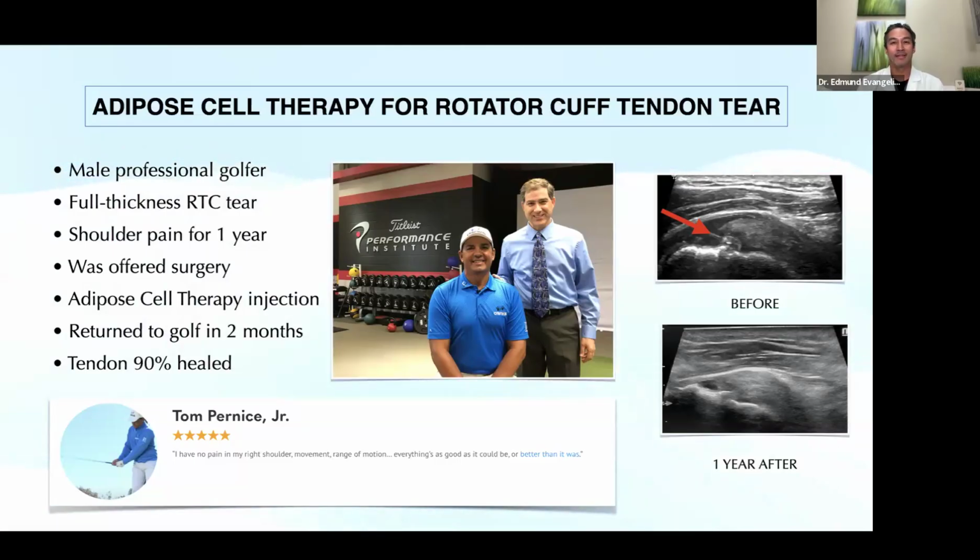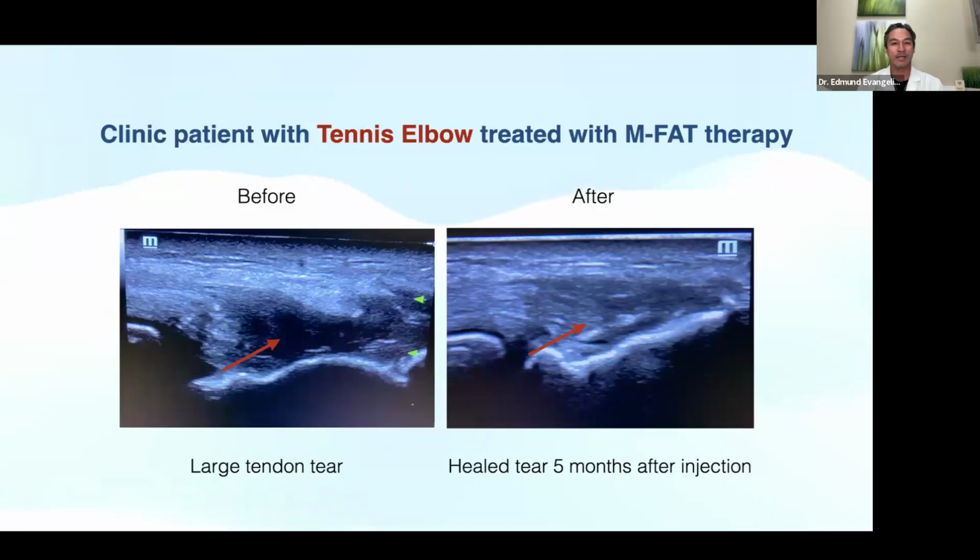All right, next image is a before and after of a patient with tennis elbow, so a large tear of the common extensor tendon at the attachment right at the elbow. On the left, you see the big black hole in the tendon at the attachment point, so that's the tear. And then 5 months after the MFAT procedure, nice healing of that tendon tear. Again, pretty remarkable seeing that.